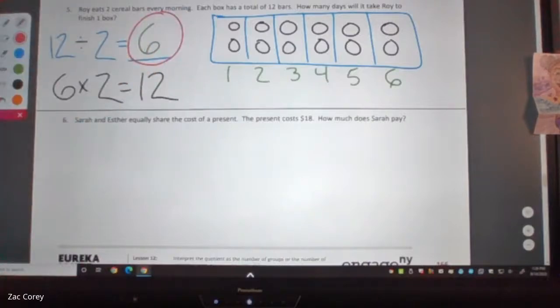Last one. Number 6. Sarah and Esther equally share the cost of a present. The present cost $18. How much does Sarah pay? All right. So we have 2 girls. We'll go ahead and draw these girls. You don't actually have to draw this on your paper. You can if you want to.